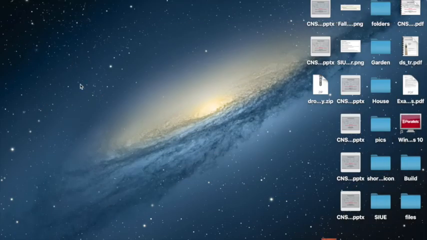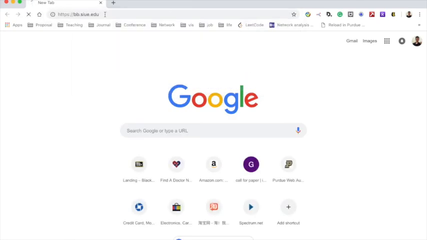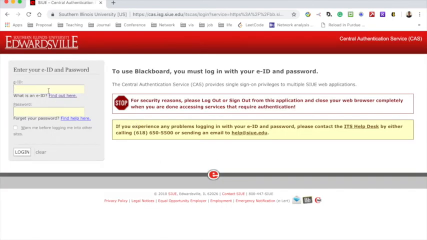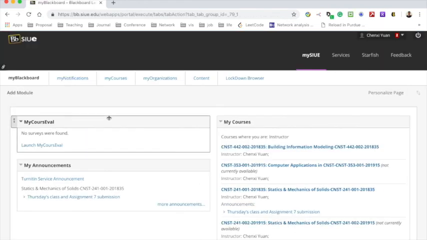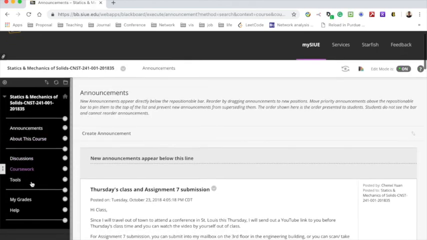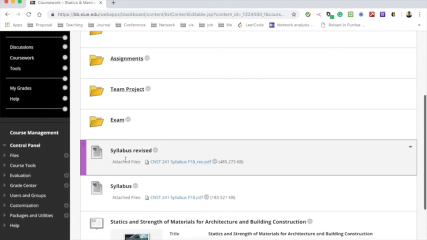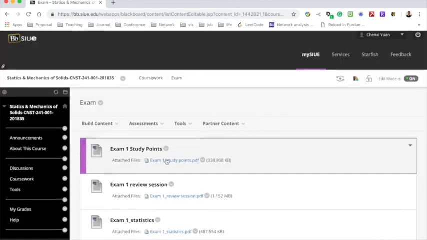Now let's go to our study points. I already uploaded them to our Blackboard. Let me show you. If you go to the Blackboard, this class, coursework, the folder is the exam folder. The last one there is the exam 2 study points.